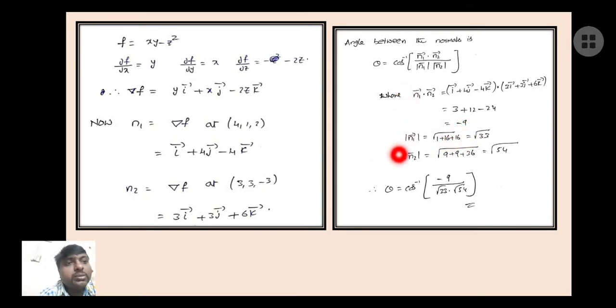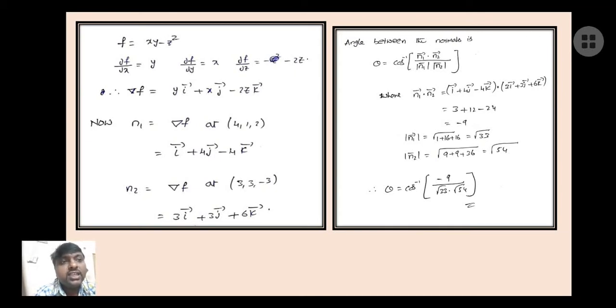And now I am calculating the magnitudes of the normal vectors. Modulus of n1 bar is equal to root over 1 plus 4 square plus 4 square, that is 1 plus 16 plus 16, so that is root 33. For the second vector, modulus of n2 bar is equal to root over 9 plus 9 plus 36, that is root 54. Now I am replacing these three values in theta. So theta is equal to cos inverse of minus 9 by root 33 into root 54. So this is the way we can calculate the angle between the two normal vectors of a single surface.